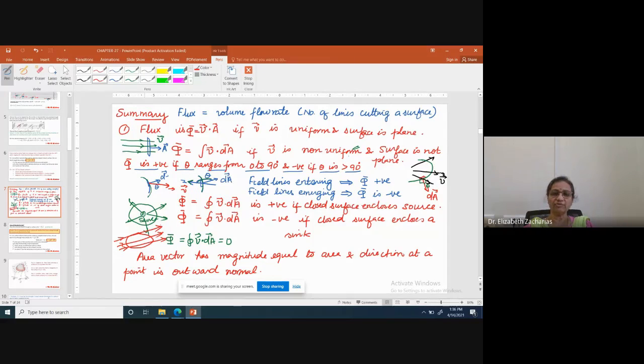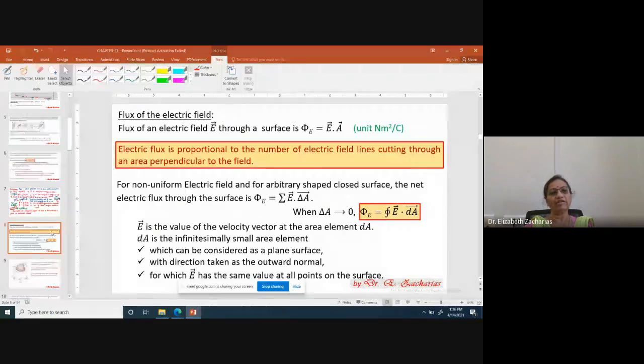So therefore the flux will be zero. You can just look at the picture itself and say whether the net flux will be positive or negative. If more number of lines are coming out than entering, then it is positive flux. Okay? Now, once we are done with this, let us move to flux for an electric field.